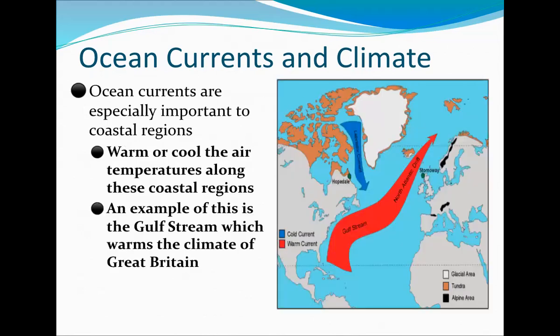Ocean currents are especially important to coastal regions. Near the coast, they warm or cool the air temperatures along these coastal regions. An example of this is the Gulf Stream, and the Gulf Stream actually warms the climate of Great Britain. So that is the importance of those coastal regions, because they can determine climate in other areas.